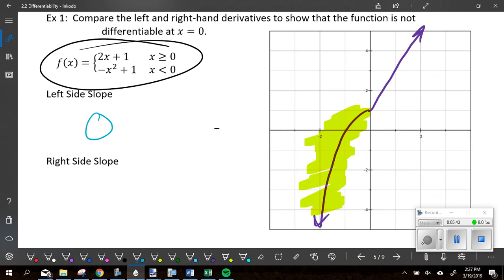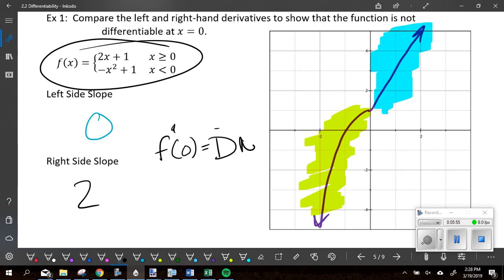On the right side of 0, what is the slope of that line going to be? 2. This guy over here, it's just a straight line. The slope is 2. What is f prime at 0 then? F prime of 0 is DNE. What kind of point is it right there at 0? That's a cusp. It's a corner point. It's not smooth. So if it's not smooth, it doesn't exist.